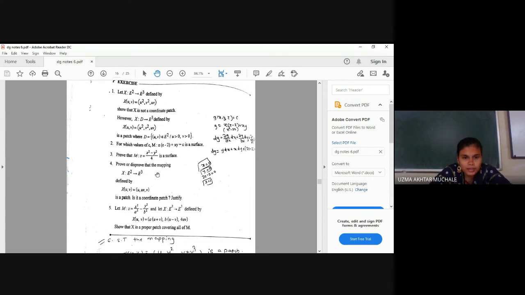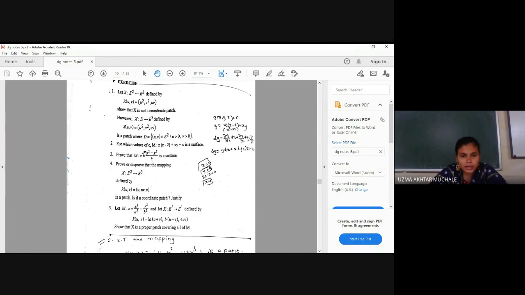So I will suggest everyone to try to solve all those exercise examples. We have to find out for which value of c this will not be a surface. And next you have to prove z is equal to x square minus y square divided by 4 is a surface. What you have to do, write down the equation as x square minus y square minus 4z is equal to 0.